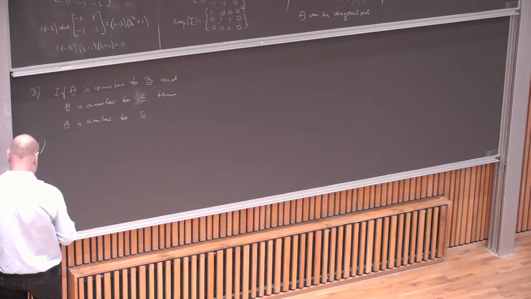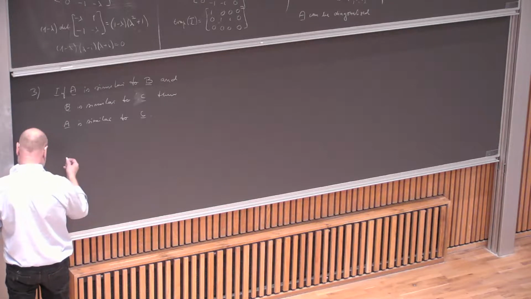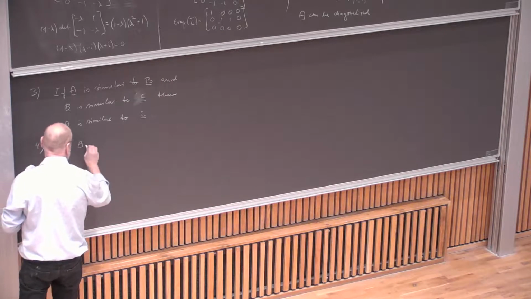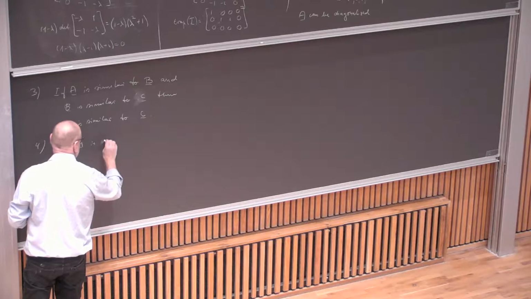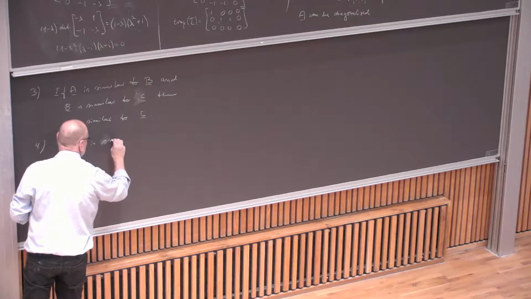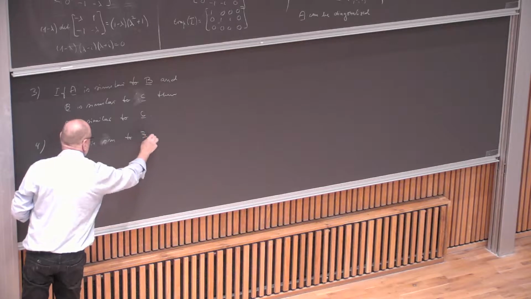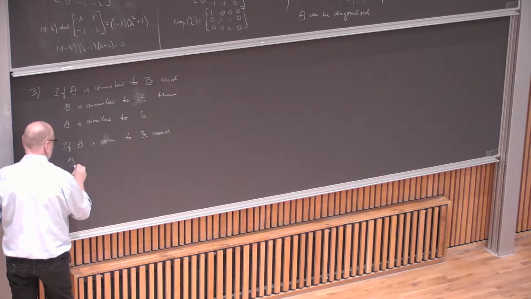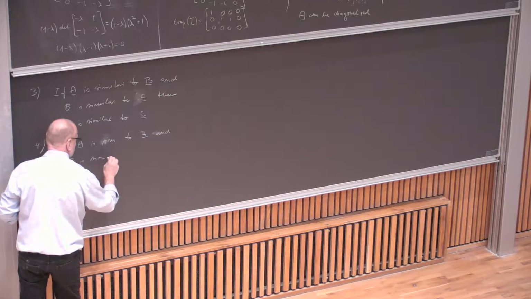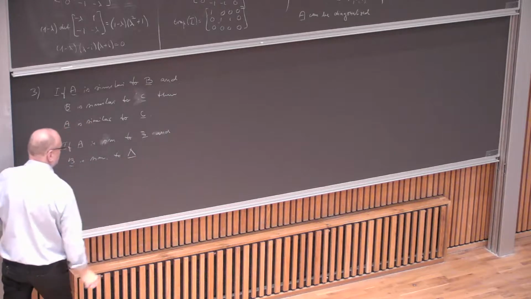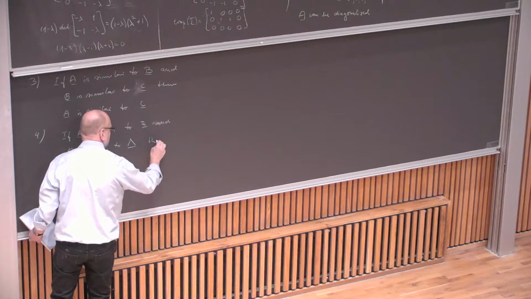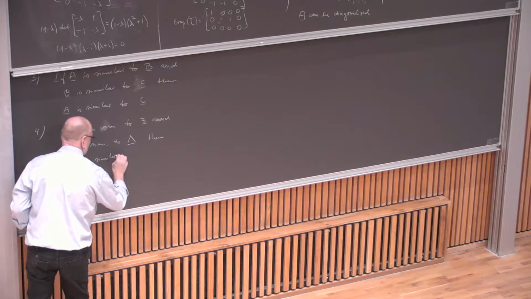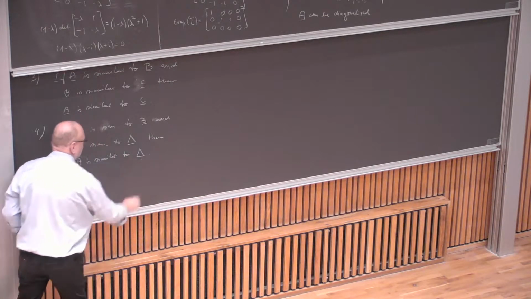And a special version of this is that if C is a diagonal matrix, if A is similar to B and B is similar to a diagonal matrix, then A is similar to this diagonal matrix.